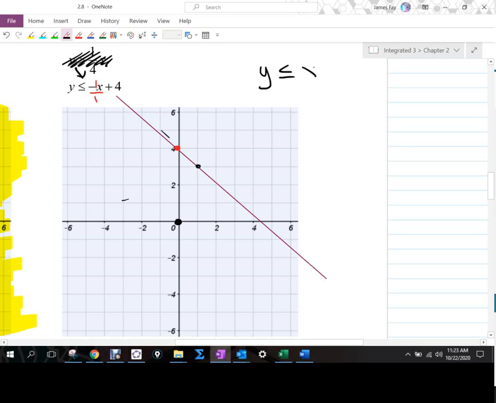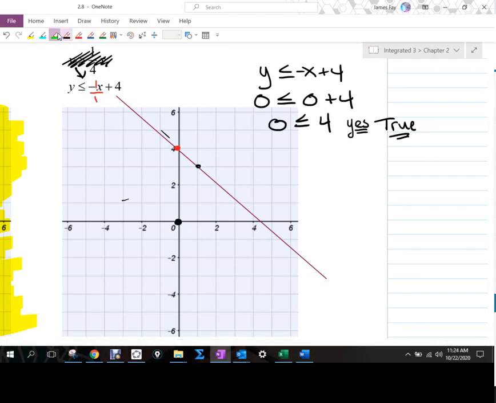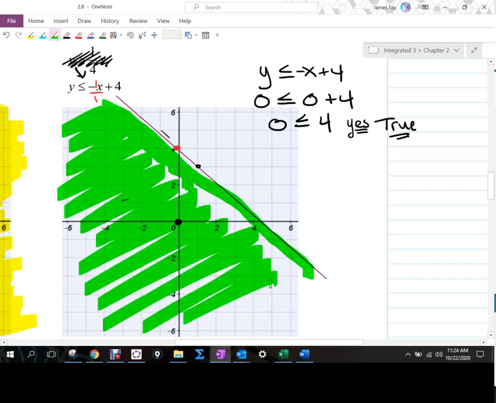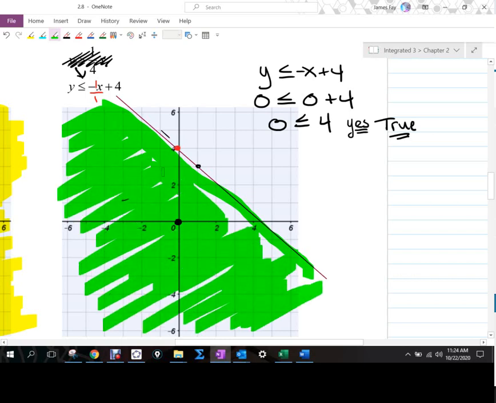So y is less than or equal to negative x plus 4. If I plug 0, 0 in, I get that. And I ask the question, is 0 less than or equal to 4? Answer is yes to that, right? That's a true statement, right? So if it's true, you shade on the side of the line that point you just used came from. Does everybody see that 0, 0 comes from the bottom of the line? And we're going to shade down there. Okay.